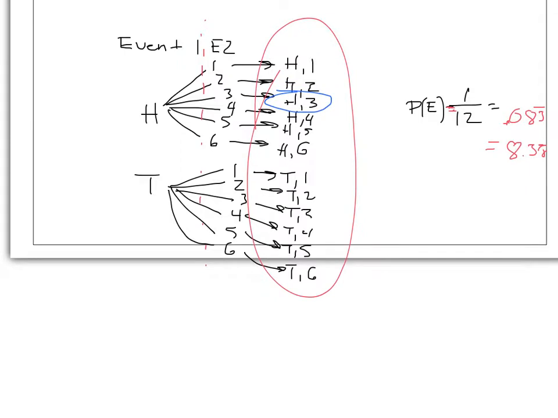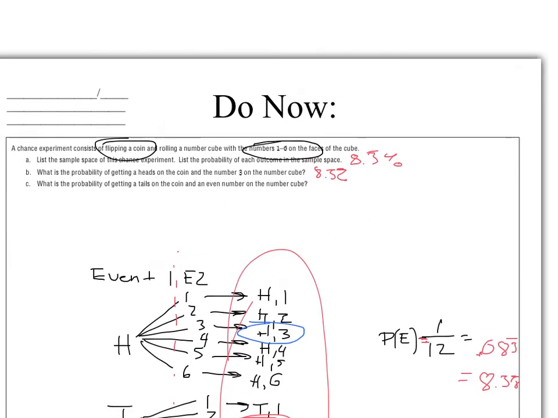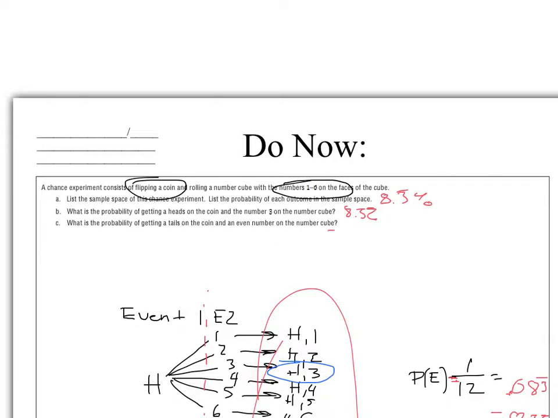And finally, it says, what is the probability of getting tails on the coin and an even number on the cube? So for this one, tails 2, tails 4, and tails 6 all meet the criteria. So our probability for that would be 3 out of the 12 outcomes, which would be 0.25 or 25%.